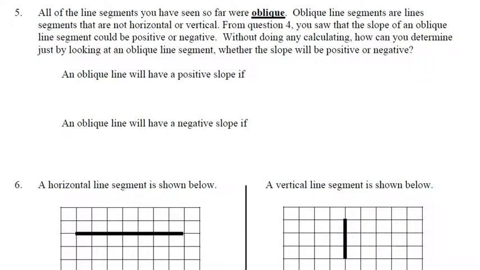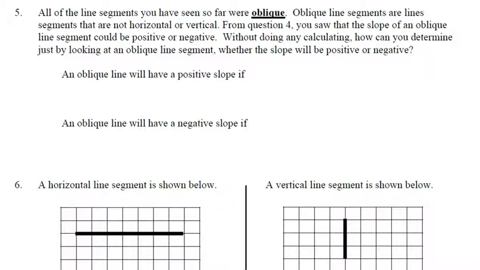All of the line segments you have seen so far were oblique. Oblique line segments are line segments that are not horizontal or vertical. From question 4, you saw the slope of an oblique line segment could be positive or negative. Without doing any calculating, how can you determine just by looking at an oblique line segment whether the slope will be positive or negative? If it goes up or down.